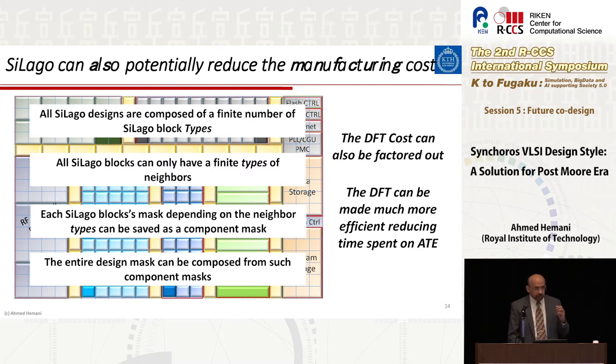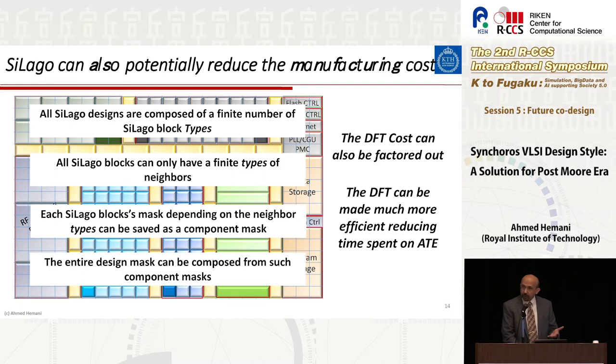So what I can do is a one-time optical proximity correction mask component for each saliva block, depending on the neighboring type, and then I can compose a valid mask pattern for an arbitrary design directly. This virtually eliminates the engineering cost of creating a mask pattern.